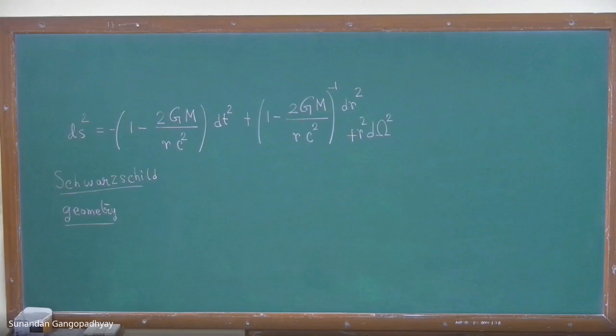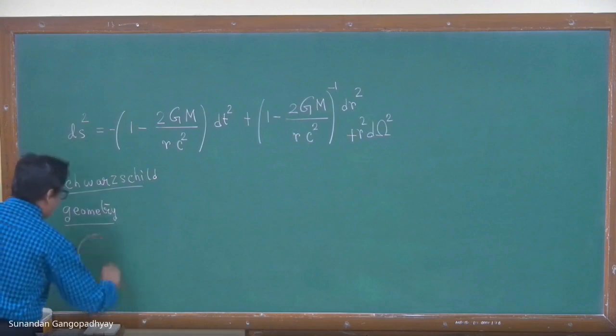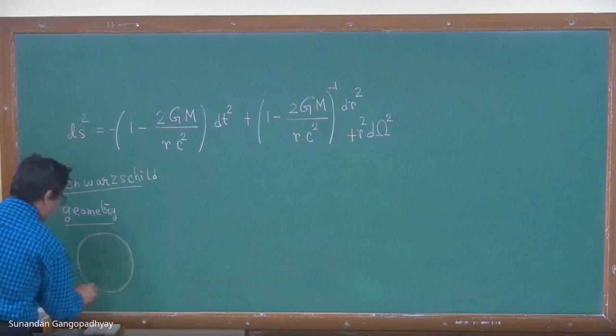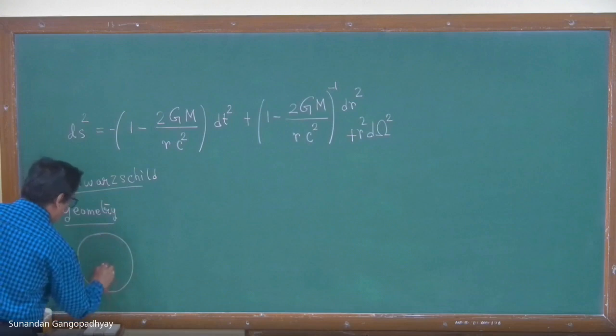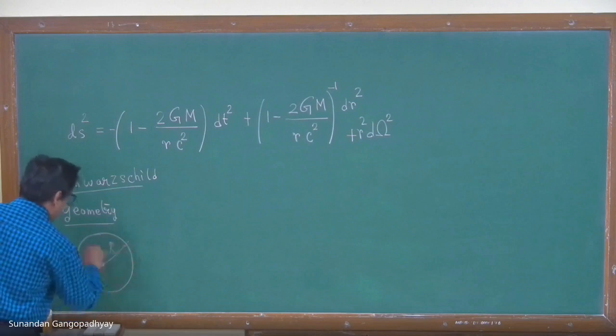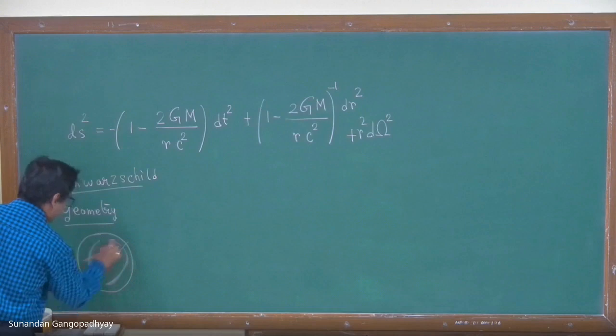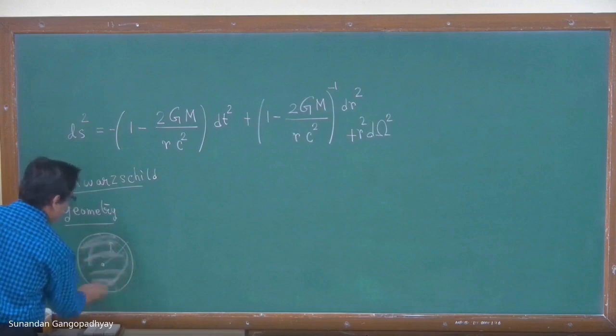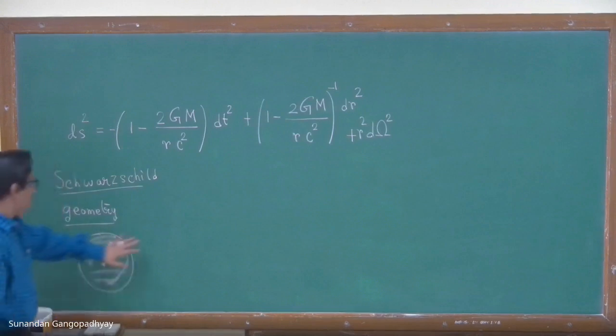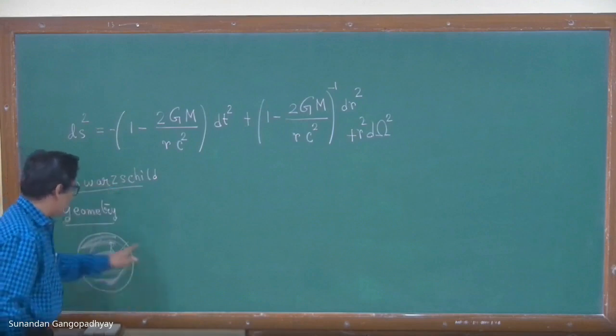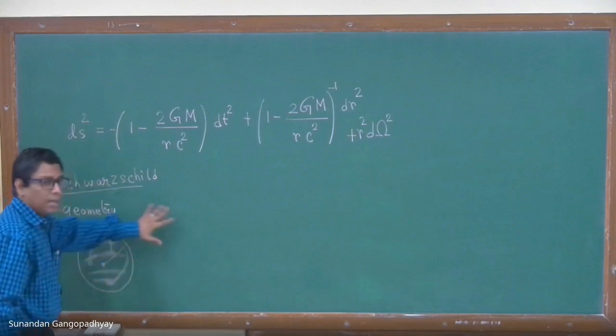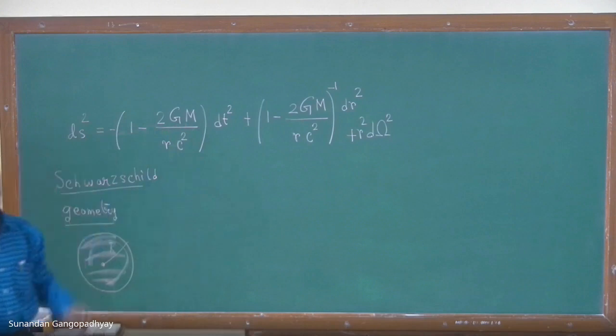But if you have a star like this, a spherically symmetric star, the space-time geometry outside the star is described by this metric. Okay.